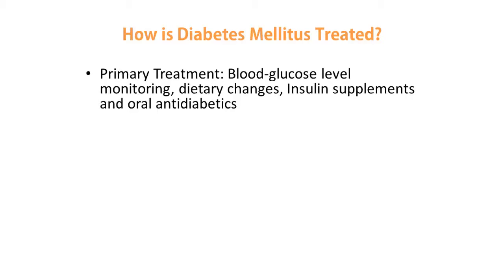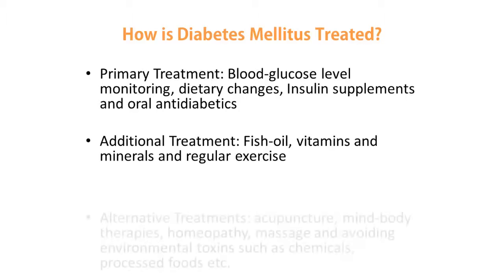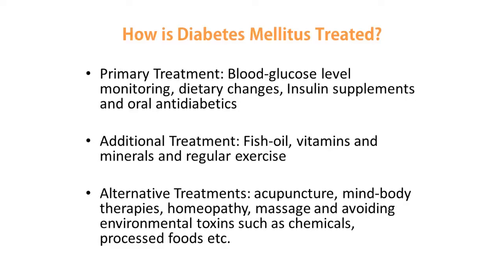The primary treatment protocol is to regularly monitor the patient's blood sugar for the patient to make the necessary dietary changes, and in some cases, insulin is prescribed for type 1 diabetics, as well as oral antidiabetics, which are given to both type 1 and type 2 patients. For those who are extremely motivated to save their health, fish oil, vitamins, and minerals are recommended, as well as regular exercises. More alternative treatments include acupuncture, mind-body therapies, homeopathy, massage, and avoiding environmental toxins such as chemicals and processed foods.